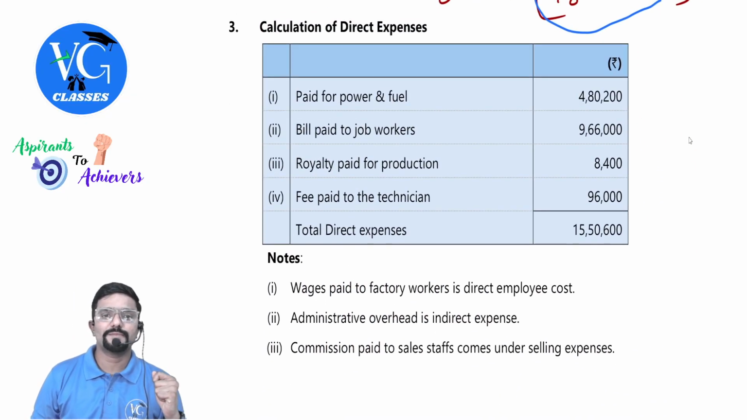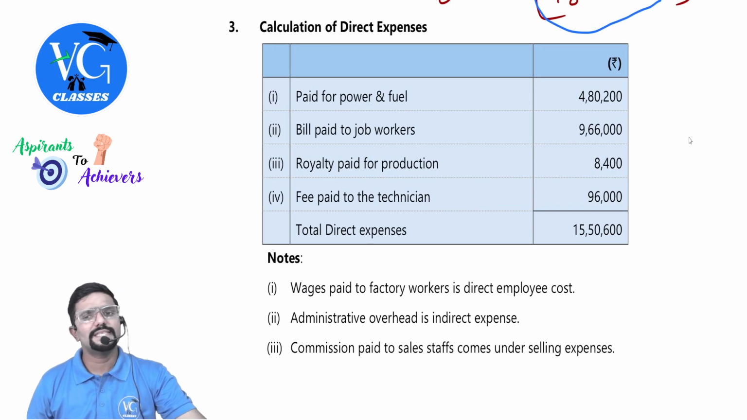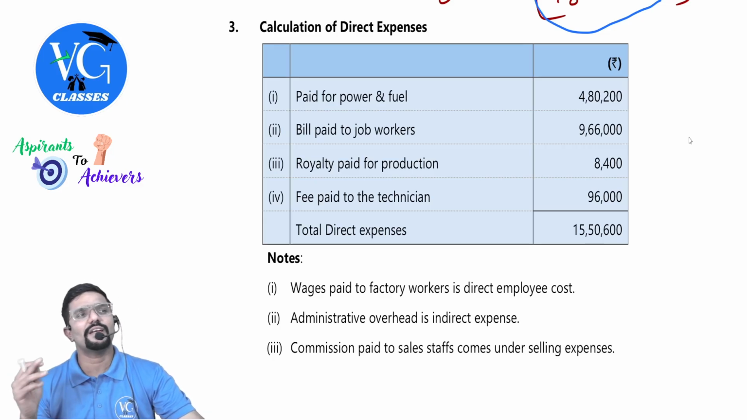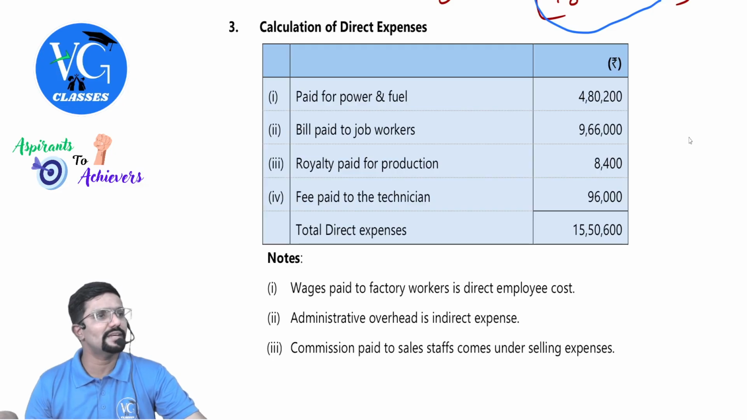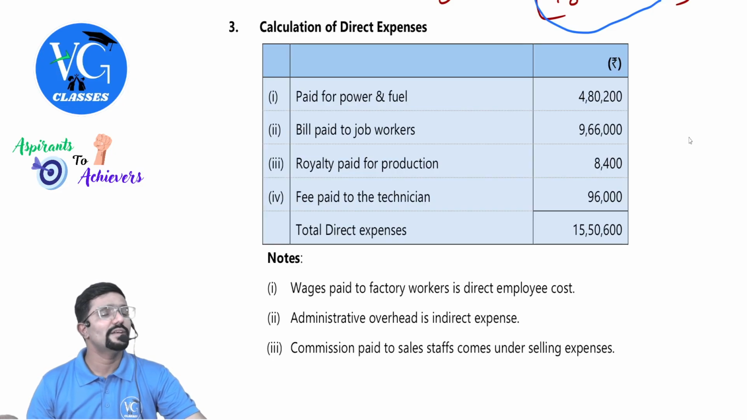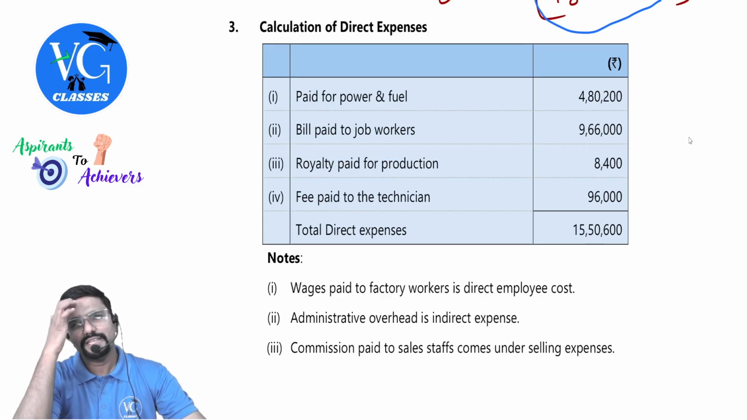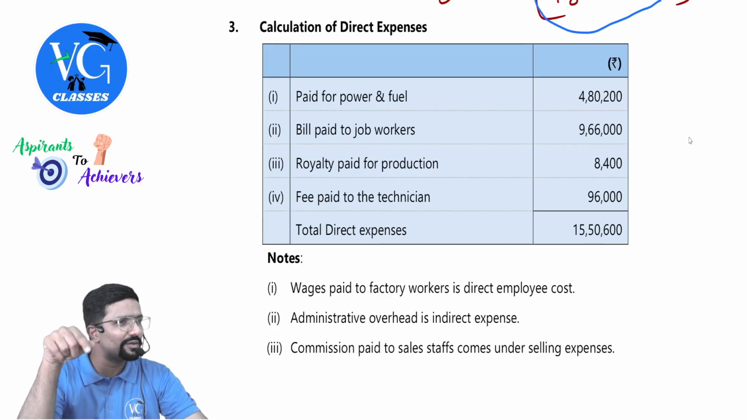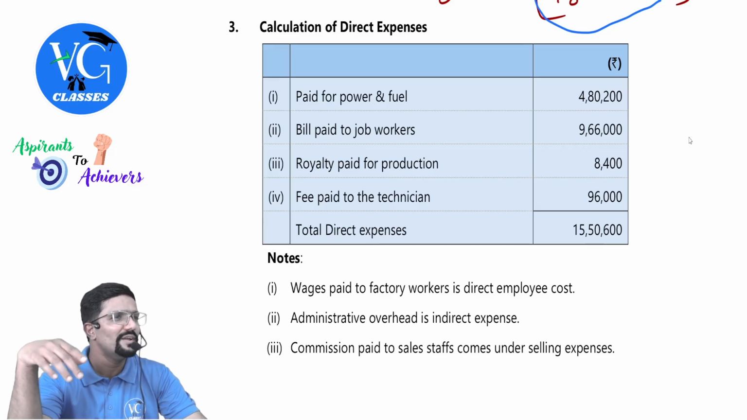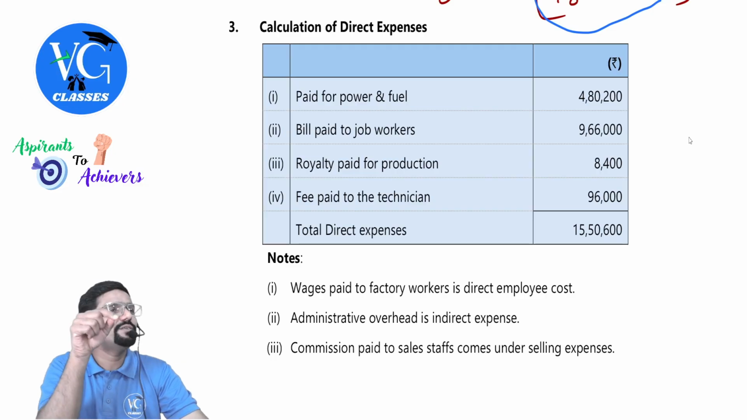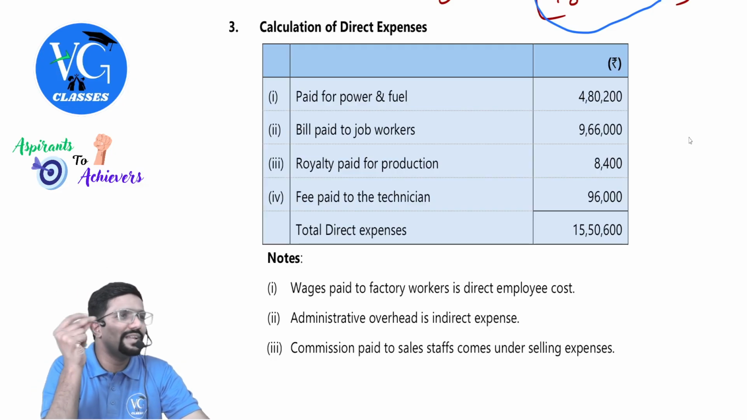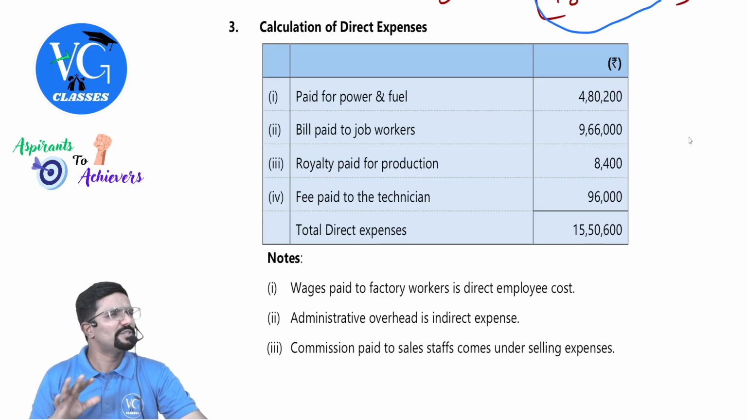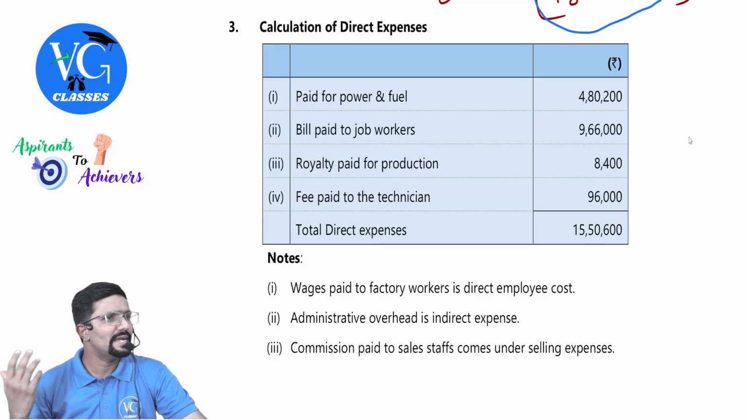Calculation of direct expenses. Paid for power and fuel. Is it direct, sir? Yes, this can be treated as direct also, indirect also. Especially indirect, I consider it. Why, sir? They have considered it as direct, nothing wrong, provided you are incurring power and fuel based on the number of units you produce. Normally, sir, I will not be able to tell. See, power consumption is based on how many units you are producing. More the production, more will be the power. But I will not be able to tell for each and every unit how much power I paid. Power bill I paid. So, in my opinion, it should be considered as overhead or indirect.